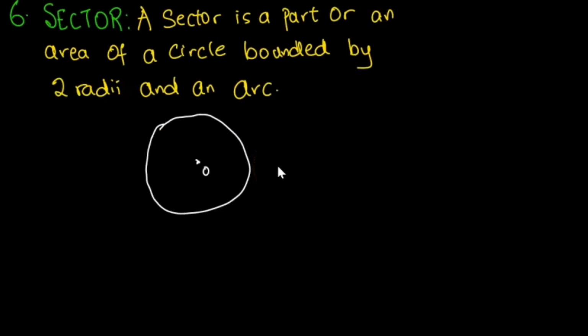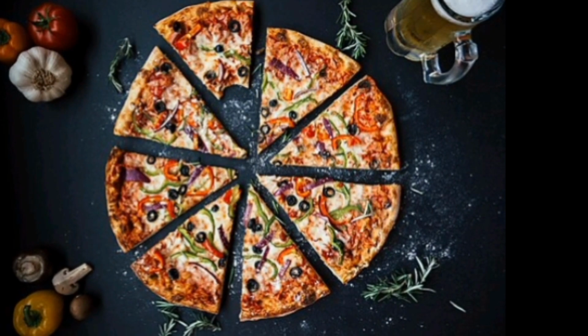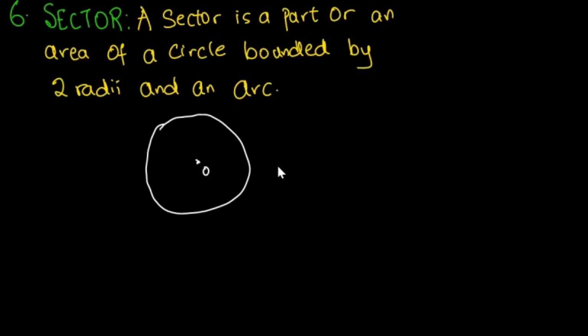Moving on, the next concept is a sector. So whenever you think of a sector, think of a pizza. So what is a sector? A sector is simply a part or an area of a circle that is bounded by 2 radii. So just to note that radius is singular, and radii is plural. So that's why it is written as 2 radii.